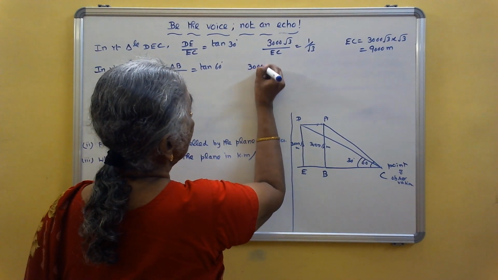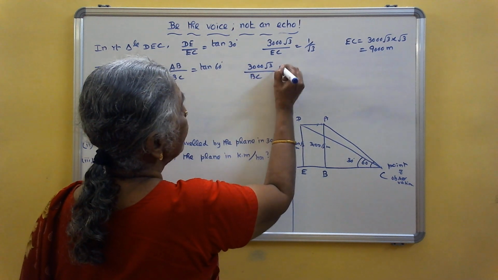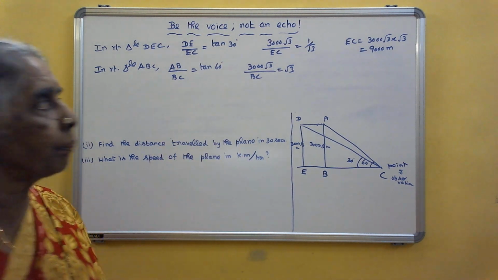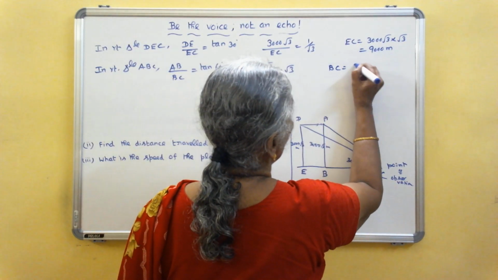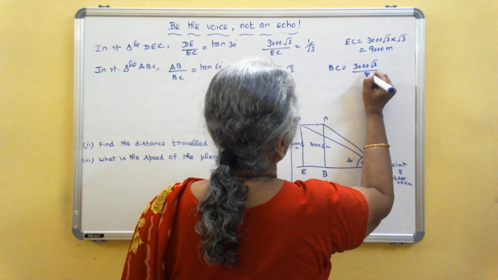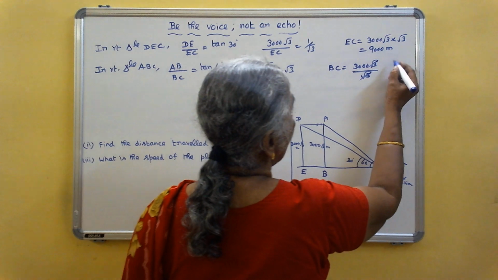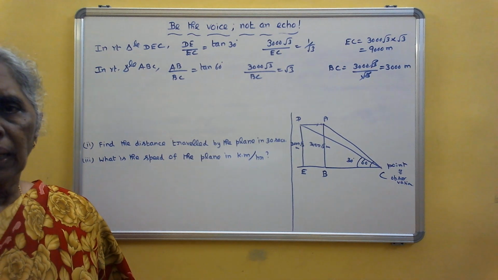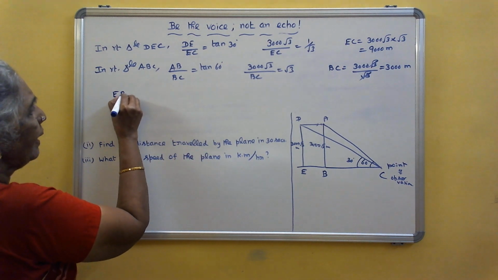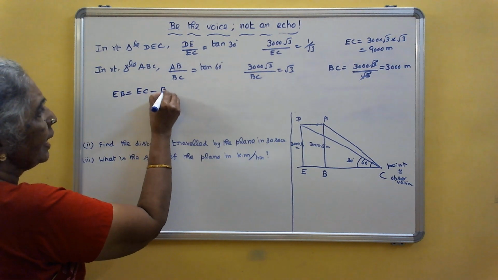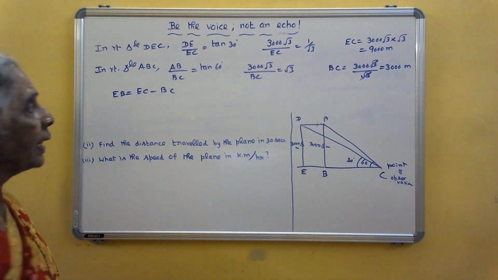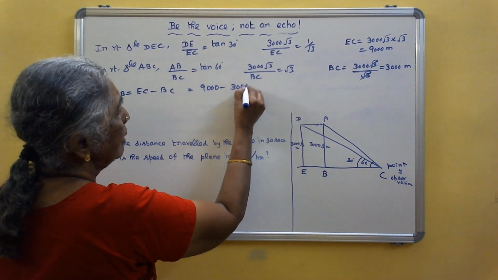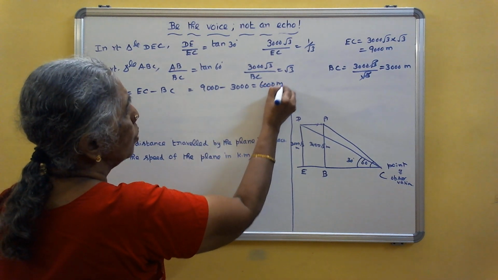So 3000 root 3 by BC will be equal to root 3. Now again let us cross multiply. So you will get BC equal to 3000 root 3 divided by root 3. Root 3 goes. So you get 3000 meters. Now look at the figure. EB will be equal to EC minus BC, isn't it? So now EC is what? 9000 and BC is 3000. So you get now 6000 meters.